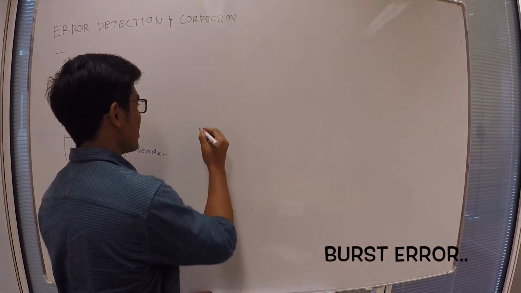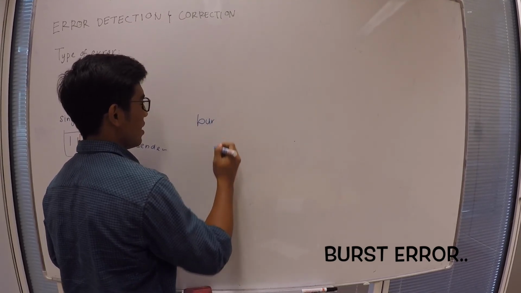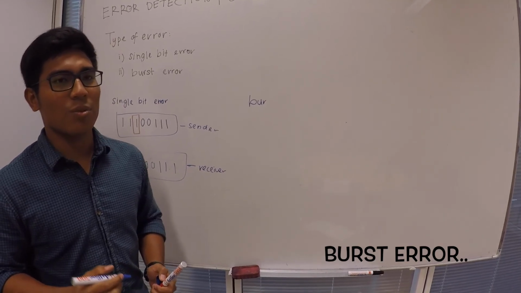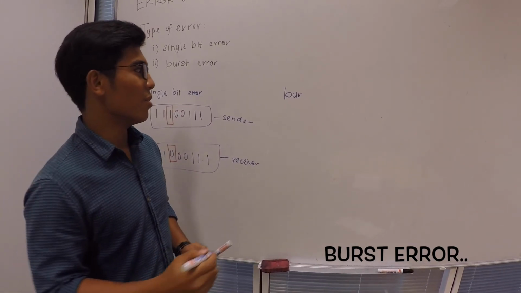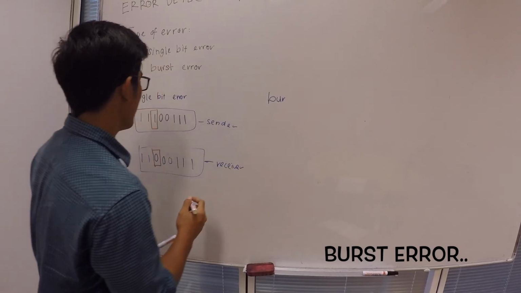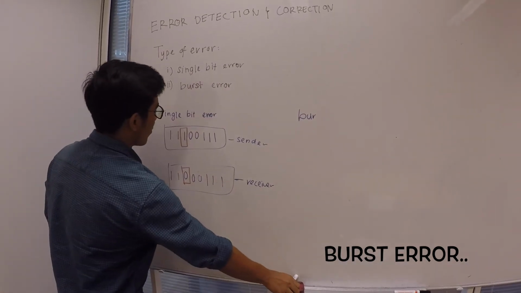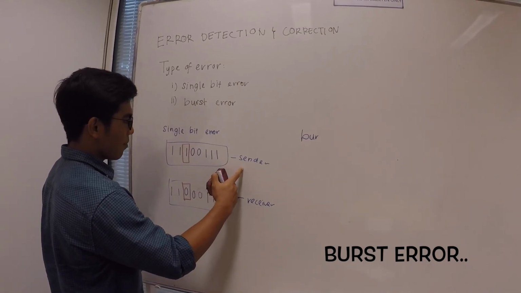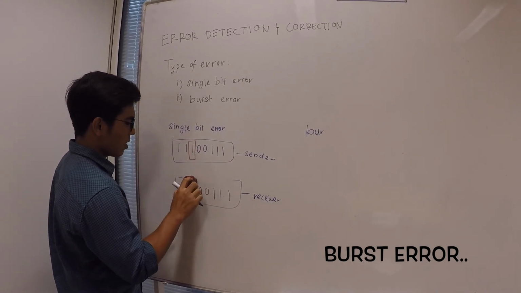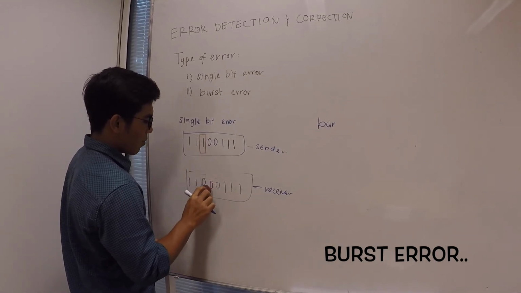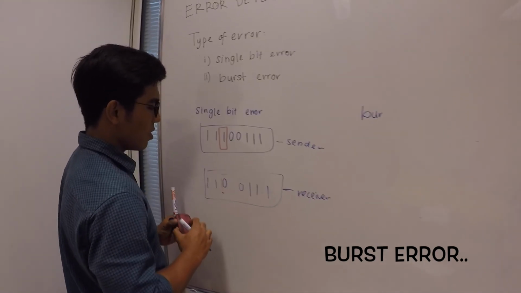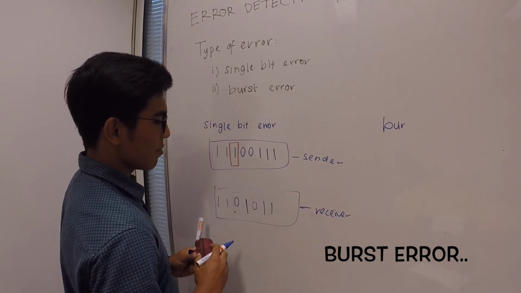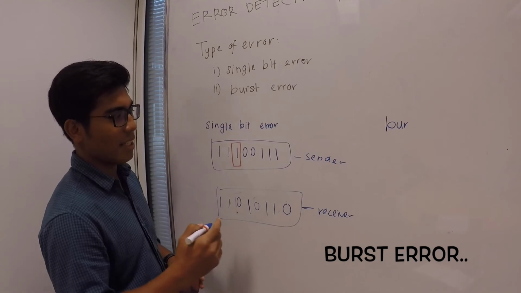Burst error is due to changes in two or more bits of the data unit. So an example can be from this example. It can be 11100111 from the sender, and what the receiver receives may be 11111001, and it can be like this.